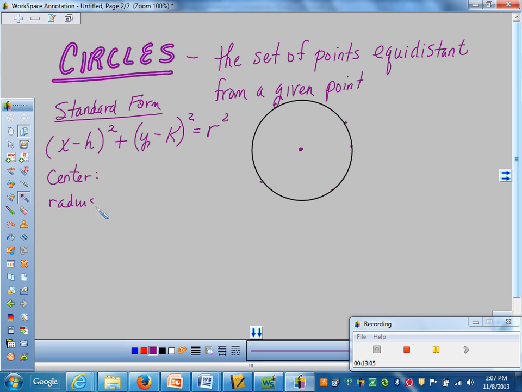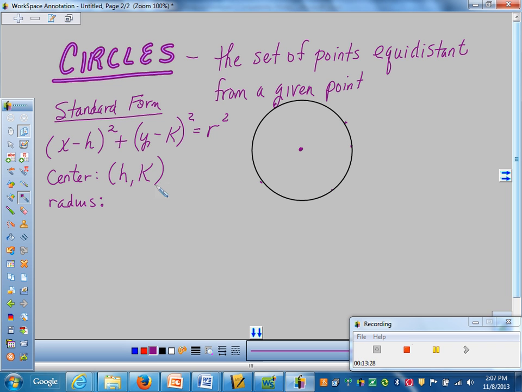So, the two things we want to find out about our circle, if it's in standard form, you can just read the center out of it right now. And I'll give you a hint. It works the same way as the vertex of a parabola. H and K, yes. You just take it out of the quantity squared, and you'll have the center.